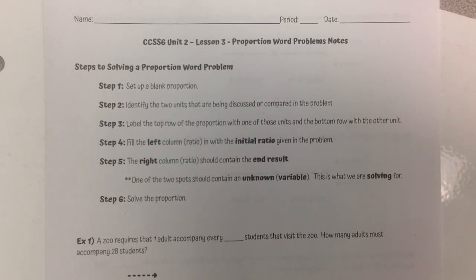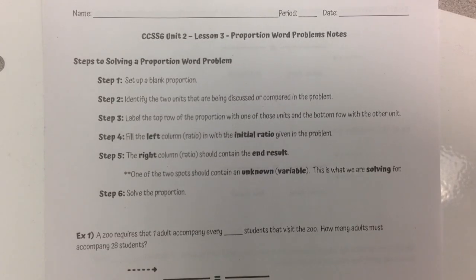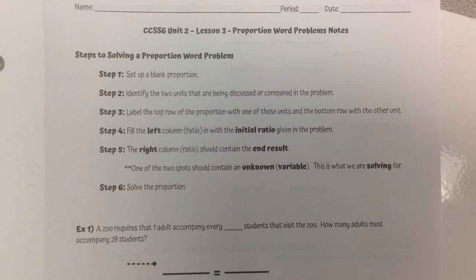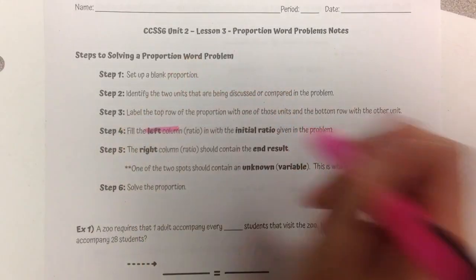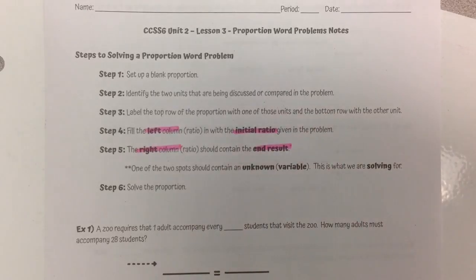Today we're going to talk about proportion word problems. So first let's go over the steps to solving a proportion word problem. Step one is we're setting up a blank proportion. And then we're going to identify the two units that are being discussed or compared in the problem. Going to label the top row of the proportion with one of those units and the bottom row with the other unit. Then we fill the left column with our initial ratio and the right column with our end result.